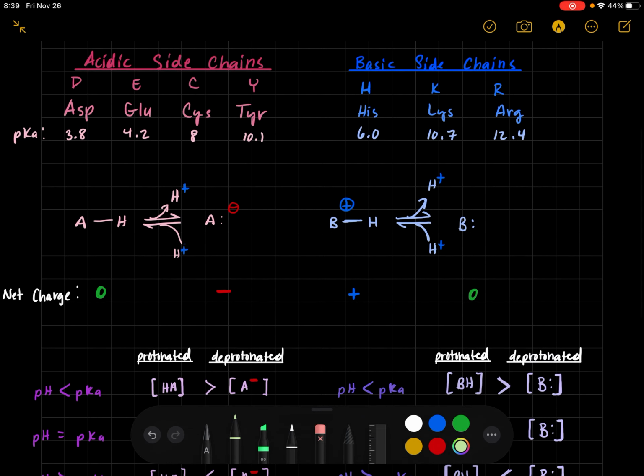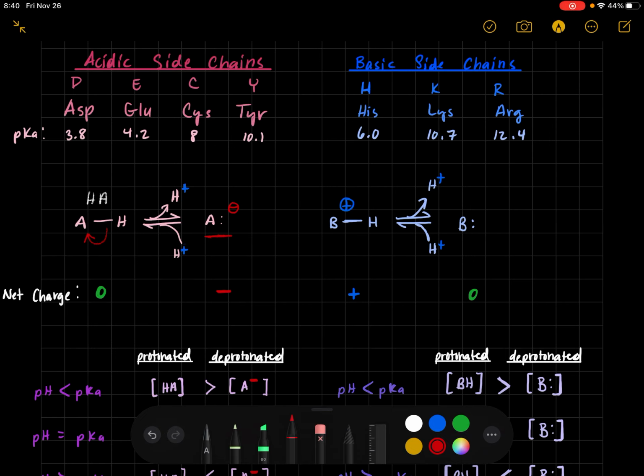The reaction equilibrium for acidic side chains is included here. So here you have the generic form of the acid, which you can label as HA. The proton can be lost to the solution, yielding a negatively charged conjugate base.